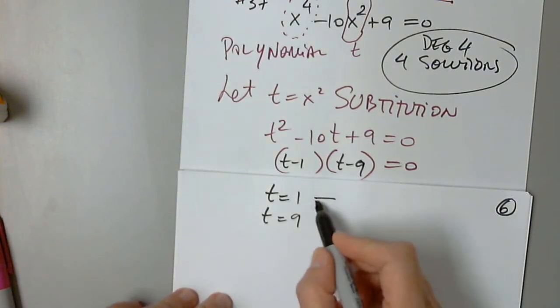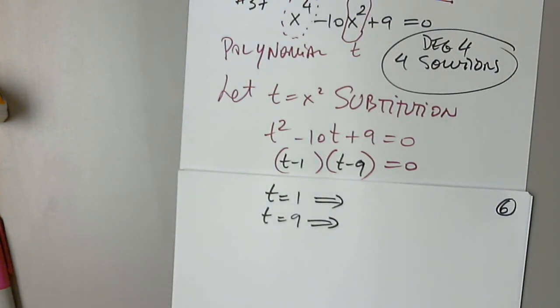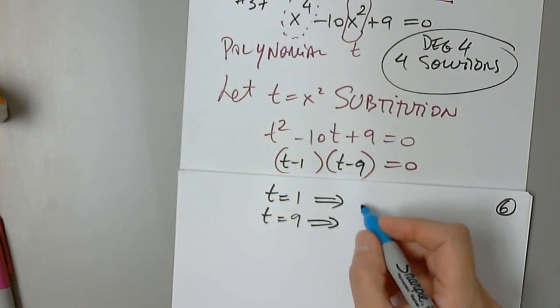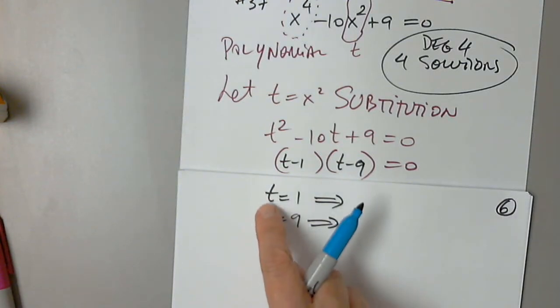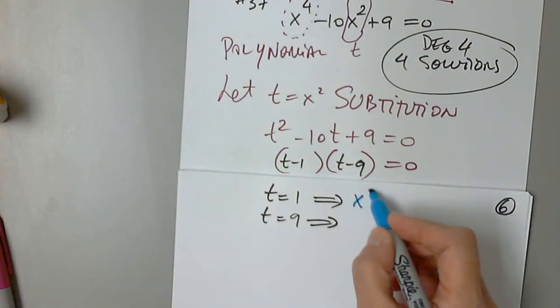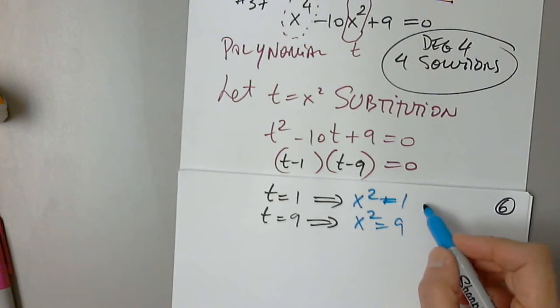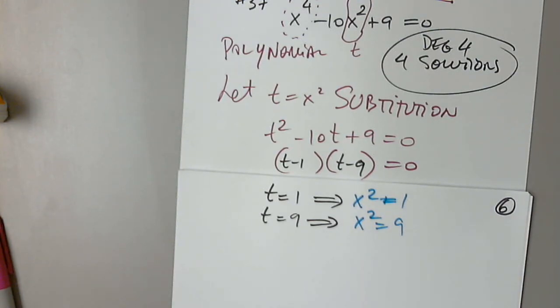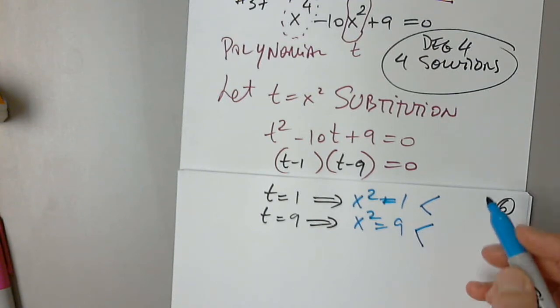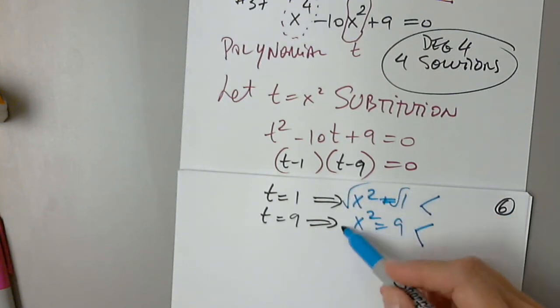Okay, so now this is a new equation and this is a new equation, but much easier to solve. I have to go back and replace t by what it equals to. What does t equal to? Indeed. So this is x squared equals 1, and this is x squared equals 9. And now we have either factoring or taking square roots. Again, how many solutions do we expect total? Four. Perfect. How many do we get from here? How many do we get from here? When we take the square root.